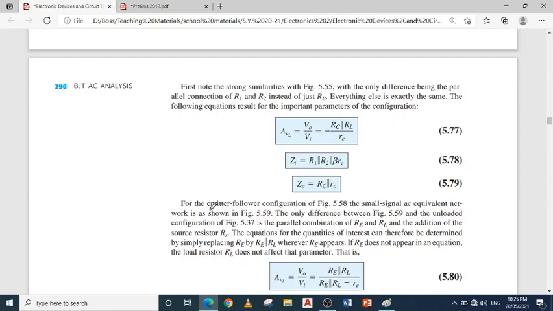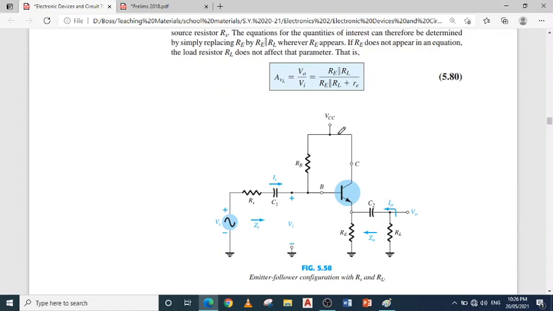For the emitter-follower configuration, the output is at the emitter. It's like a common collector already. So, our AV without the load is RE over RE plus RE. Now, since there is an RL in parallel with our RE, just take the parallel combination. Since there are two RE included here, both should be equal. RL should be in parallel here too. Take the parallel combination first.